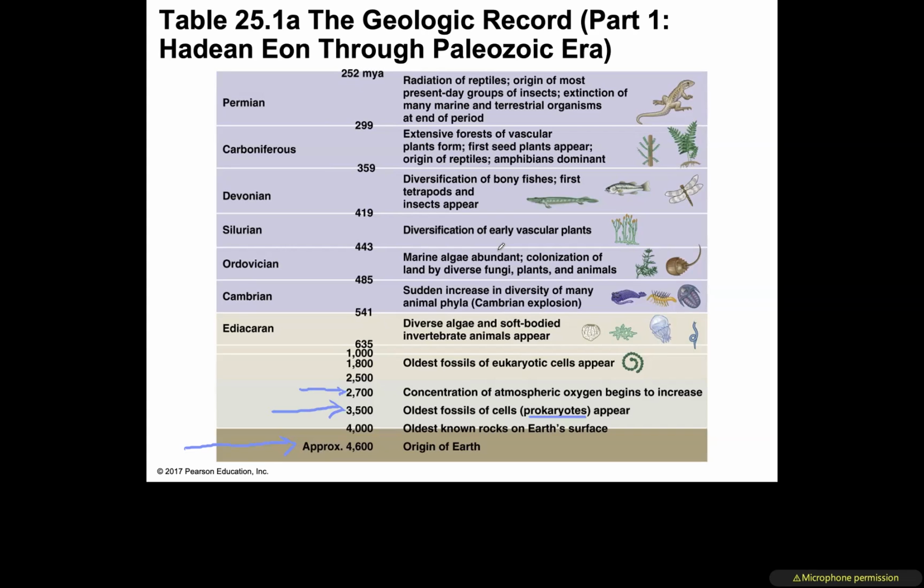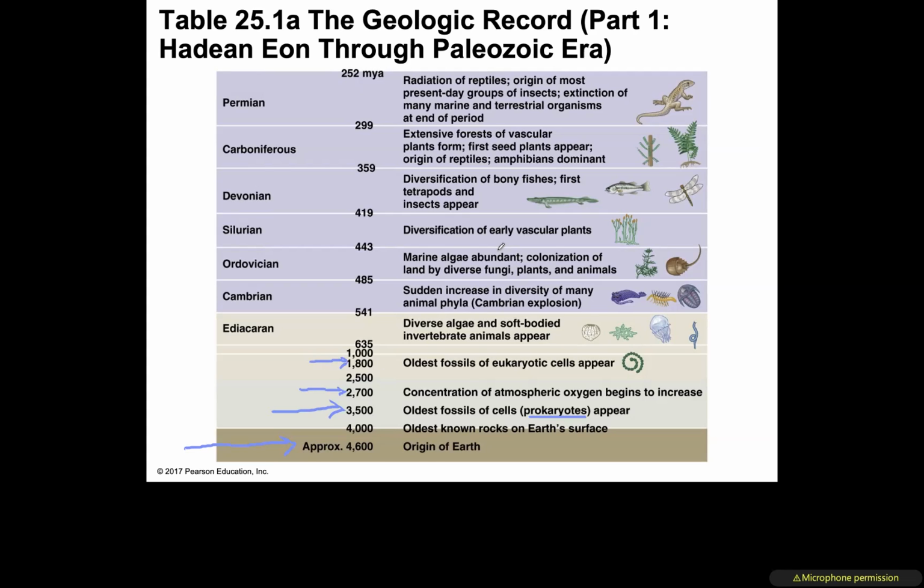So let's look at some other years. Oldest fossils of eukaryotic cells appear. That is 1.8 billion years ago. All righty. So that's an important date. My number's off a little bit. So just kind of going up. Diverse algae, soft-bodied invertebrates appeared.